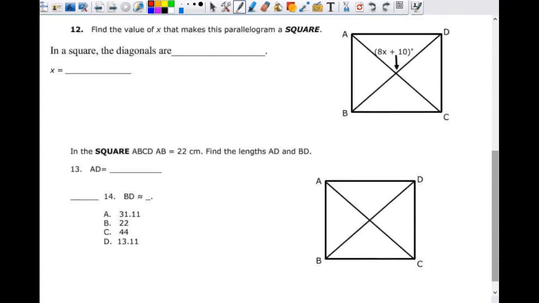All right, in a square, the diagonals are perpendicular. That means they intersect at 90 degrees, which means this angle that it's suspiciously asking for is 90 degrees. 8x plus 10 is equal to 90. 8x is equal to 80. x is equal to 10.